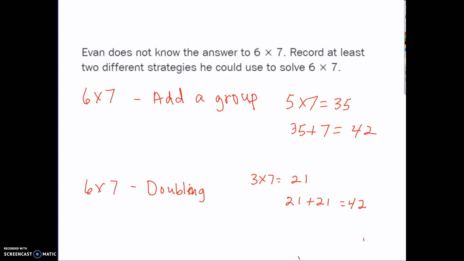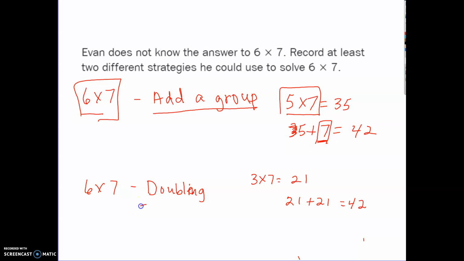What strategies did you come up with? Here's what I came up with. So I want to figure out 6 times 7. I'm going to use the add a group strategy. I'm going to use the helper fact 5 times 7, which is 35. And then to that 35, I'm going to add another group of 7 to get 42. And why am I going to add 7? Well, I want 6 sevens. I know what 5 sevens are, so I need to add another group of 7.